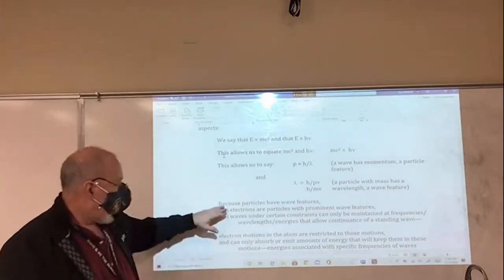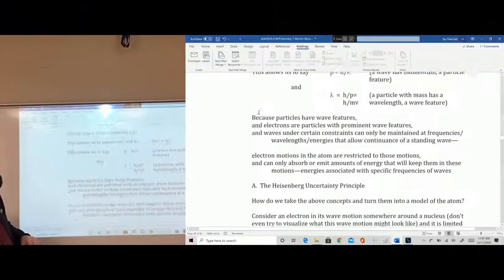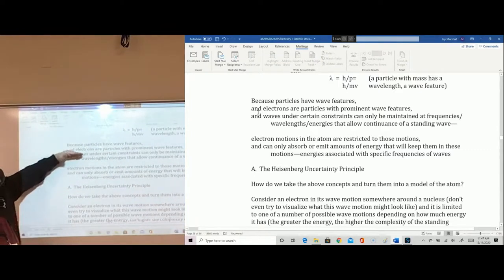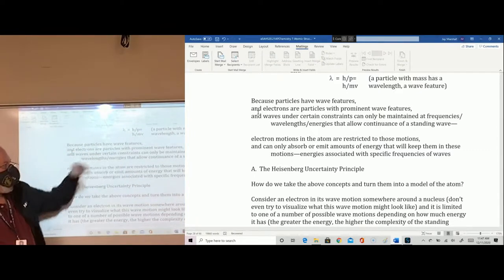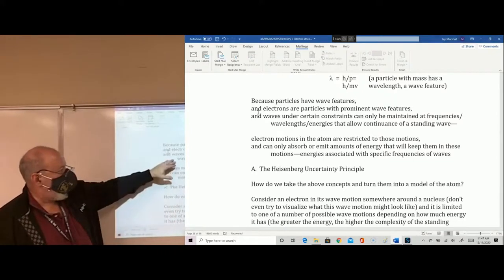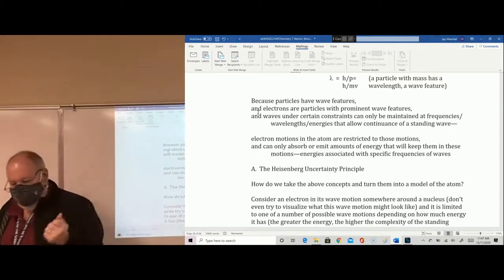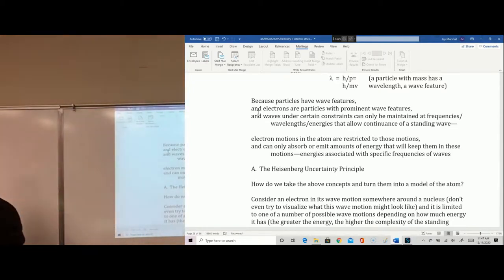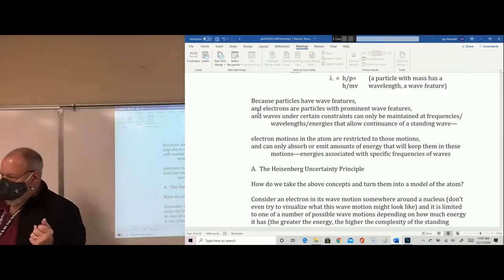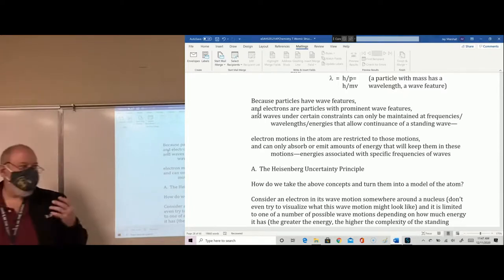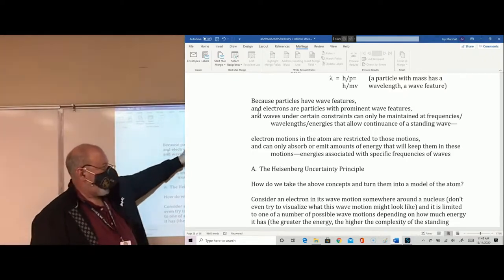Okay? So, because particles have wave features and electrons are particles with prominent wave features, and waves under certain constraints can only be maintained at frequencies or wavelengths or energies that allow the continuance of a standing wave. I was just going to say, the basic idea we're trying to get from that is the smaller the thing you're looking at, the more wave. Absolutely, the more you'll see that it has a wave behavior. That's exactly what we're trying to communicate here.